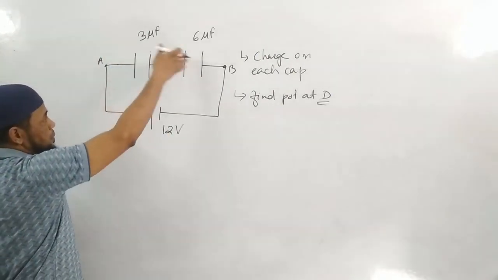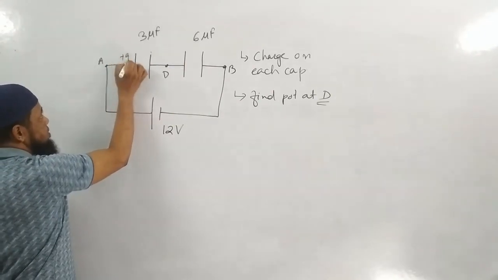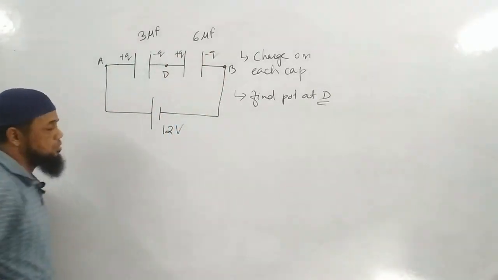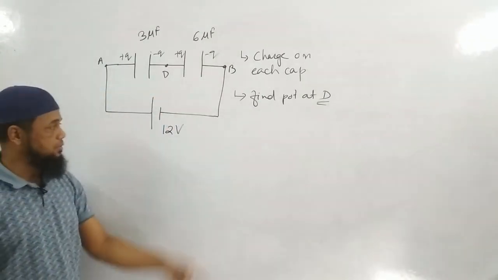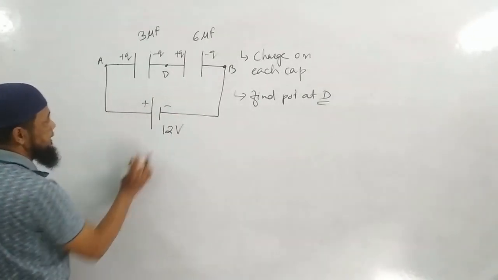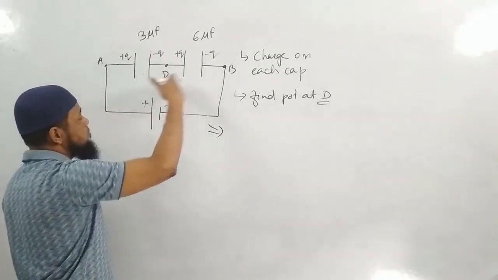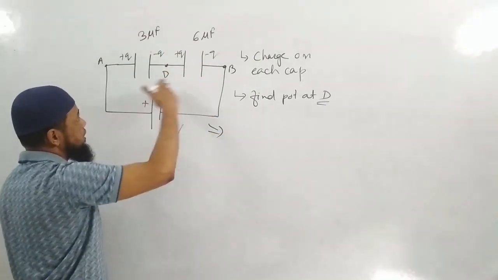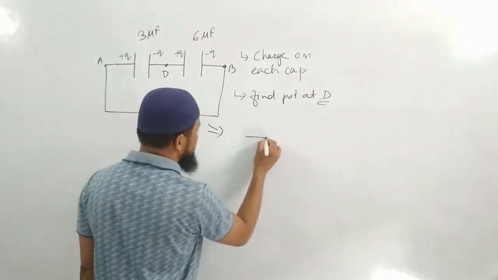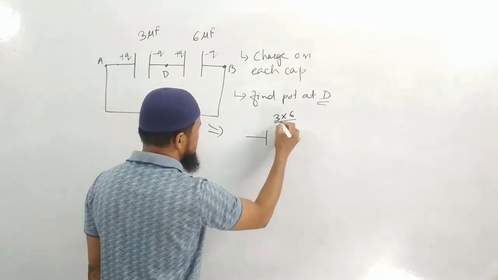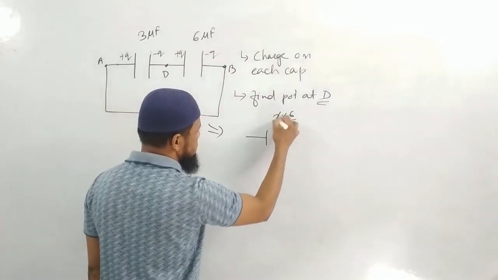The charge on both capacitors is going to be the same. Here plus Q, then minus Q, then plus Q, then minus Q. This is known to us. Positive plate, negative plate. So in order to solve it, we will find the equivalent of 3 and 6. How much will it become? The equivalent of 3 and 6 is 2, because they are in series: 3 into 6 divided by 3 plus 6.